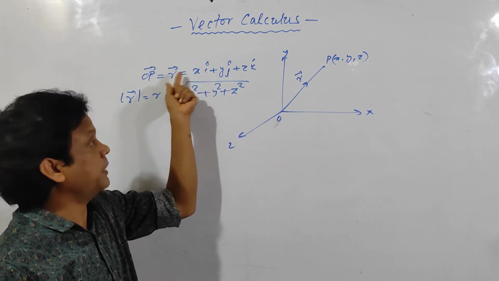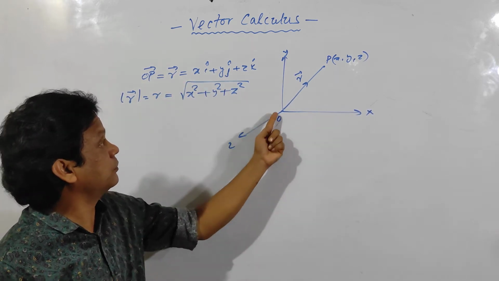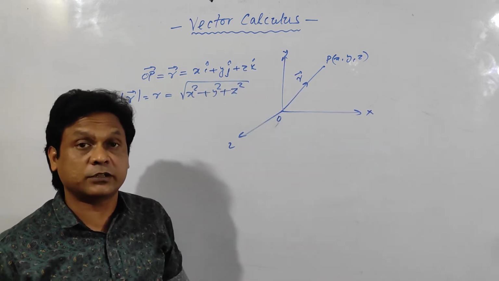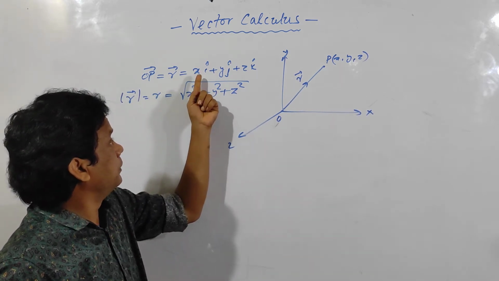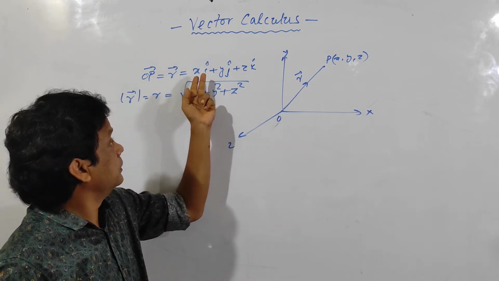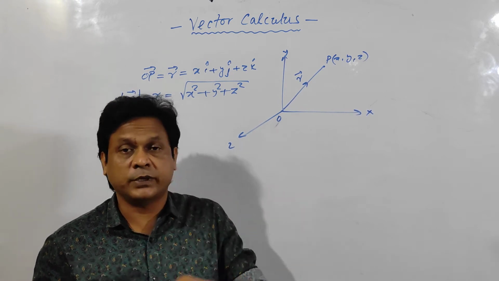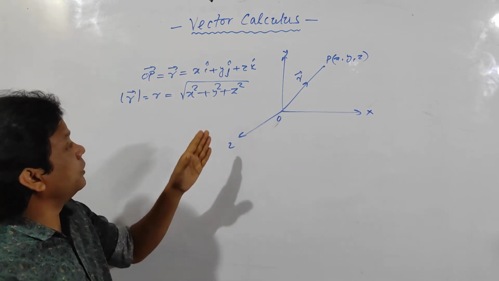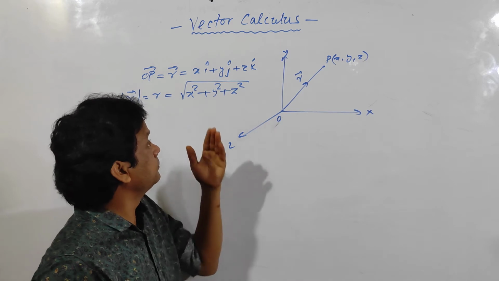And what is x i cap? It is the vector component of r vector along x axis. y j cap is the vector component of r vector along y axis, and z k cap is the vector component of r vector along z axis. If you take x, y, z, these are the scalar components. If you take x i cap, that means i, j, k with x, y, z, they are known as vector components. Clear?